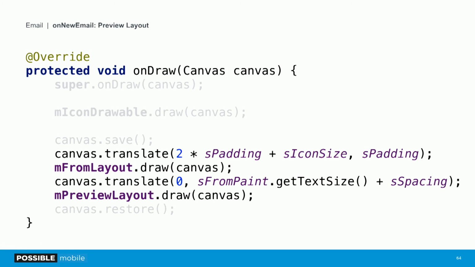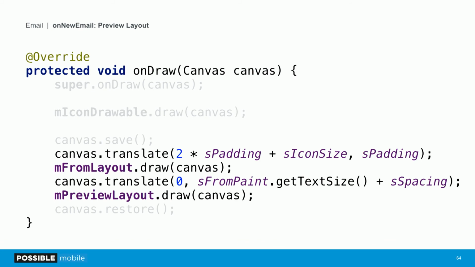So the first thing we want to do is translate our canvas so the from text is going to draw in the right place. In this case, we're going to translate it with an X and Y. We know the left of the text is going to be 2 times the padding plus the size of the icon, and then the top is going to be the from padding. So then the canvas has been translated. We can just give the canvas to the layout, and it will assume that the canvas is normal, so it'll just draw at 0, 0. But now, instead of 0, 0 being 0, 0, it's these numbers here.